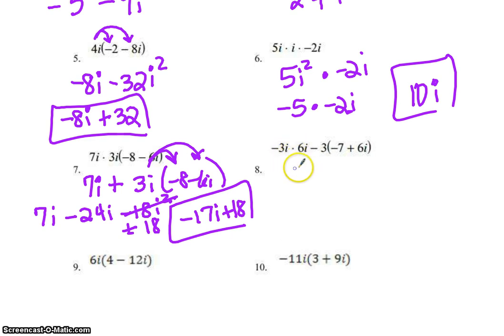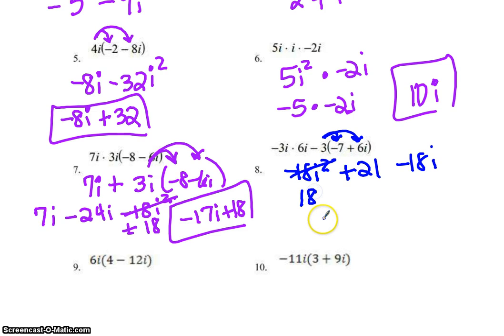Negative 3i times 6i is negative 18i squared. Distribute your negative 3. So negative 3 times negative 7 is plus 21. Negative 3 times 6i is minus 18i. Negative 18i squared becomes a positive 18 plus 21 minus 18i. Combine your like terms and you get 39 minus 18i.